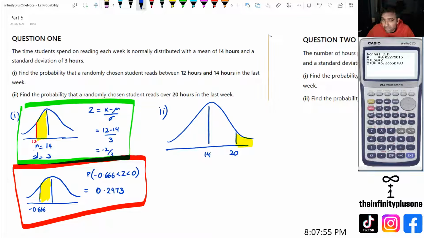Now here's what I'm actually going to do. Because if you look at it, we're looking for the probability of x greater than 20. This can be written as the probability of z greater than. Now we need to find the z value, and we can find it here where it says low. So that's going to be z greater than 2. And then we're going to write the probability as 0.0228.